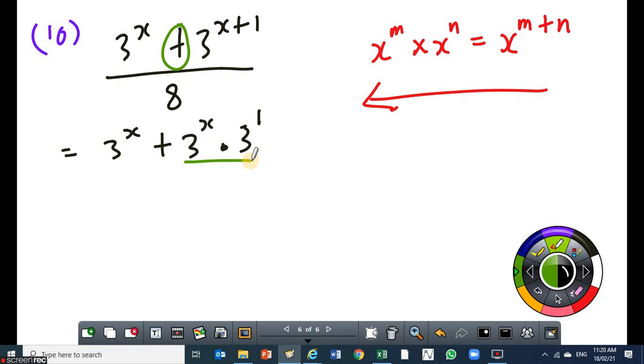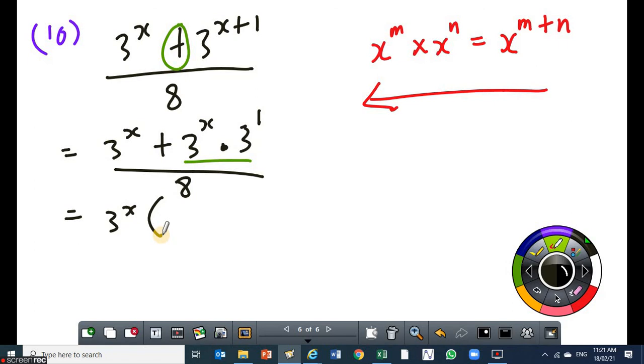So now that I've done this, I've used the first law, moving from right to left, I've created the common factor, which you can see with your own eyes. So this is all over 8. Then I'll take out the common factor, which is 3 to the power of x. If I take out 3 to the power of x, I'll have 1 here plus 3 to the power of 1, which is the 3. That's all over 8.